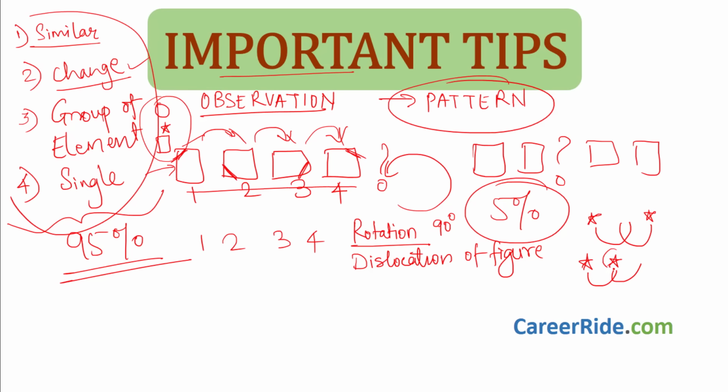Okay, the rest is the same, only this gets dislocated, right? So you need to find what exactly got changed. That will help you find the pattern.